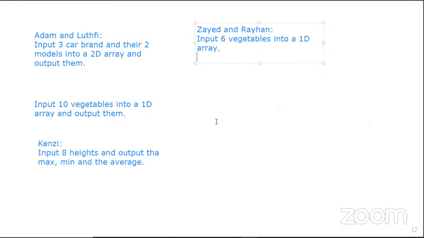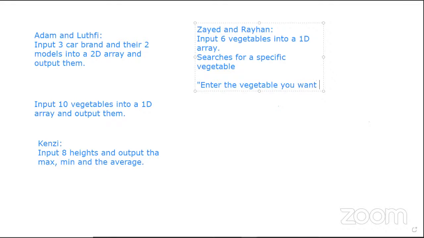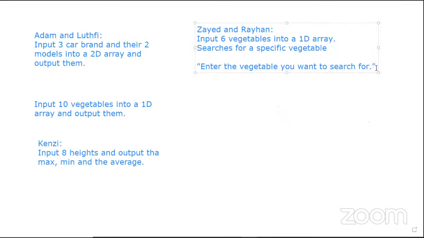And this is because I want you to write a program that searches for a specific vegetable. So you're going to prompt them, you're going to print a question that says, enter the vegetable you want to search for. Okay. So you're going to print out this question or a statement.